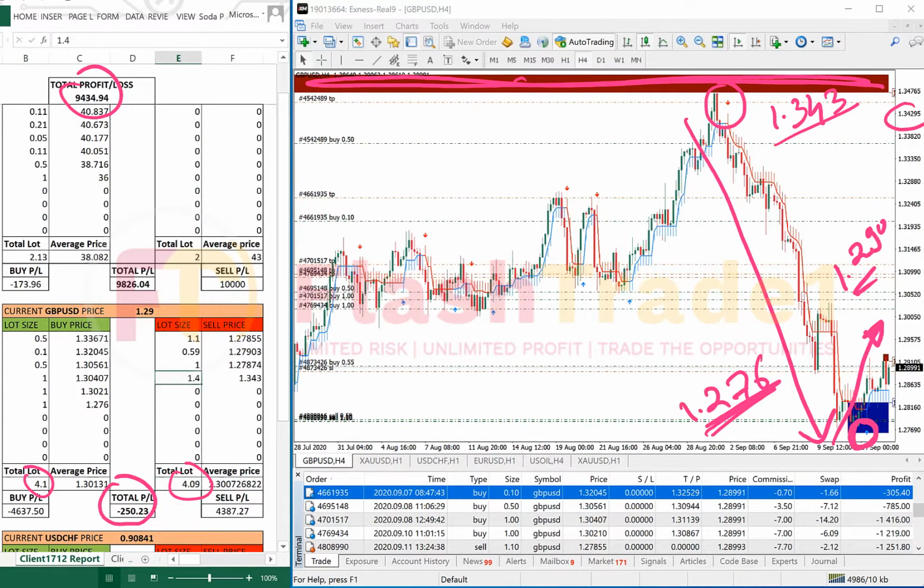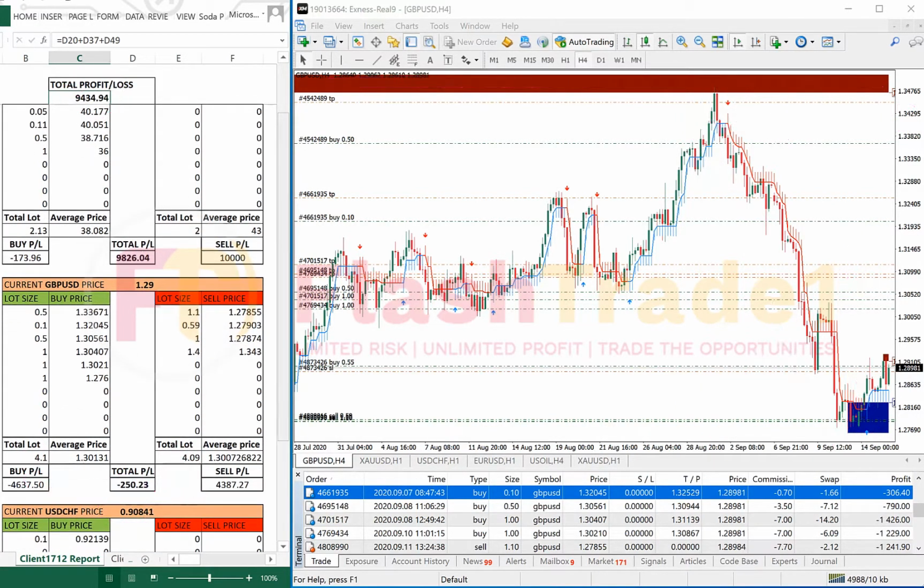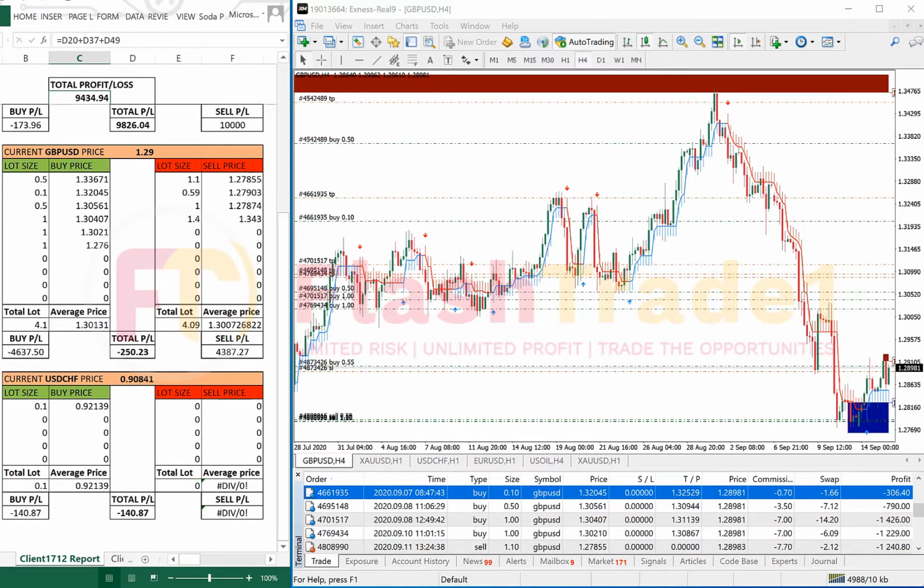So hopefully the loss is reduced and his total account goes into a profit of 9,400. Now we will go to the USD CHF, as he already has a good amount of capital, $40,000, and we will see what can happen in the USD CHF, as he is holding only 0.1 lot currently, and his loss is $140.